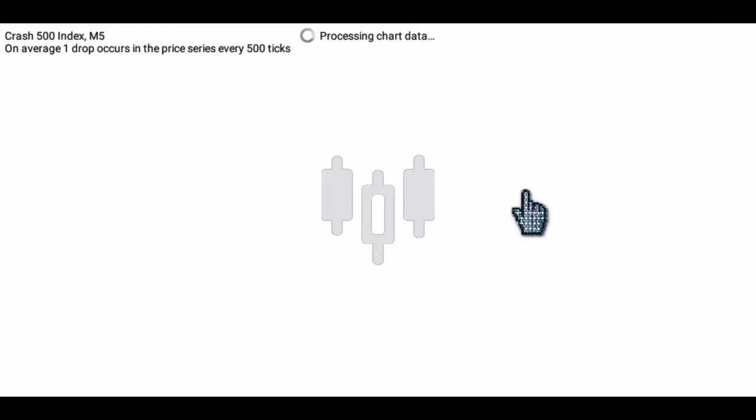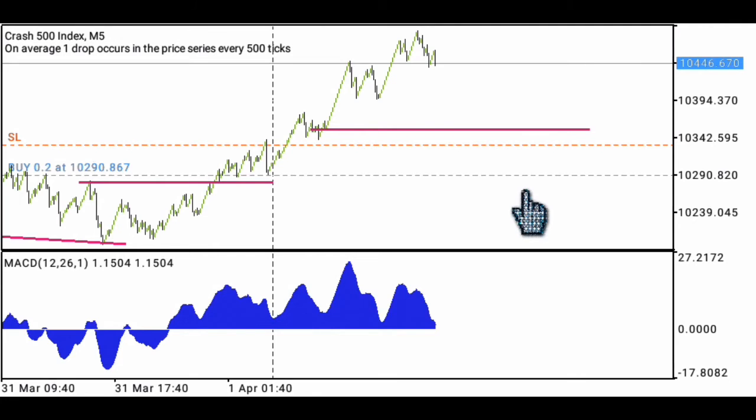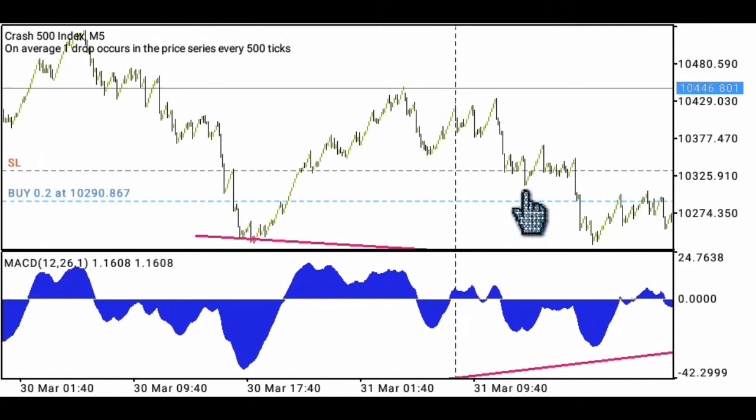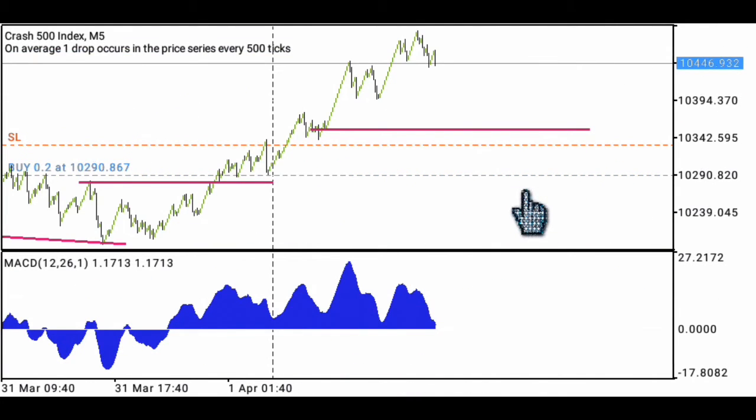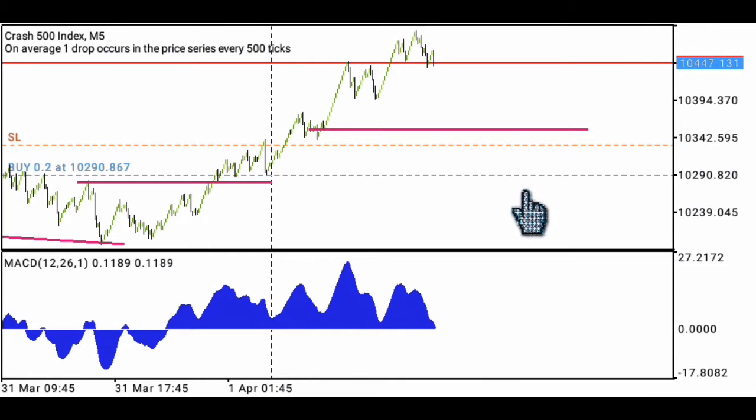So the Crash 500, here we saw price is in a key level. Before I do anything, guys, like I always tell you, you need a reference point, a key reference point. Now, what's your reference point? Your reference point has to be a higher time frame key level. So first of all, you determine the trend on a higher time frame.